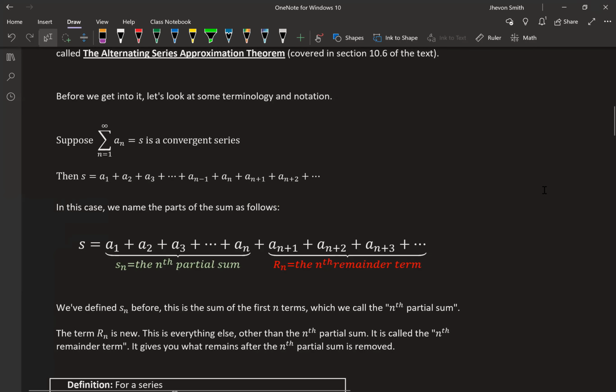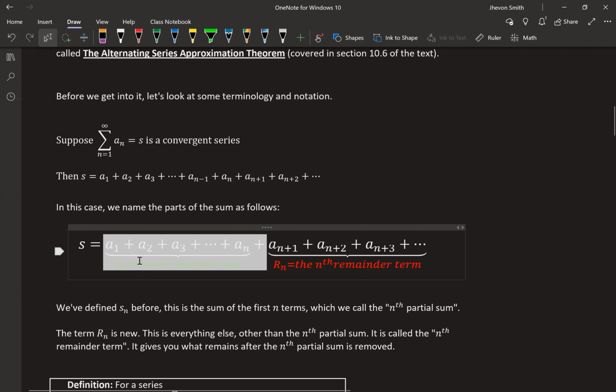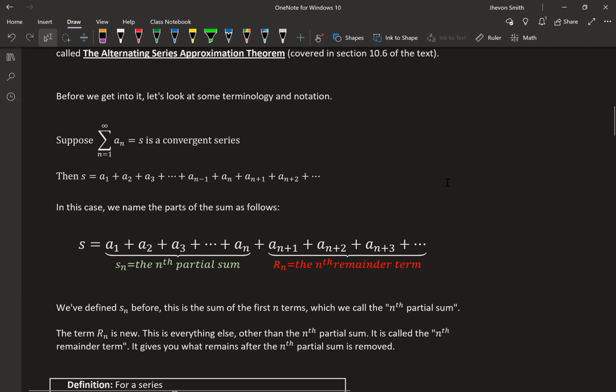Before that, I need to define a new term. We already know what the nth partial sum is. That's just the sum of the first n terms. So if I have a series an where it's a1 plus a2 plus a3 plus da da da forever, if I add up the first n terms, a1 plus a2 plus a3 all the way up to an, that is called the nth partial sum. And we call that Sn, right? This is the guy that we're going to use to approximate the series. I just want to find the value of n where if I add up the first n terms, it gets me close enough to the answer.